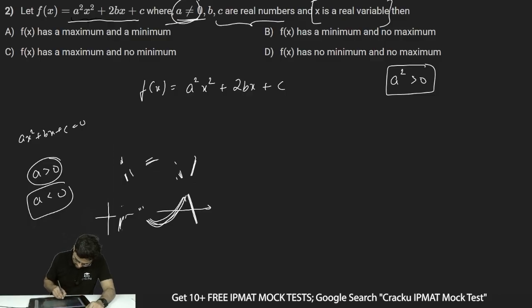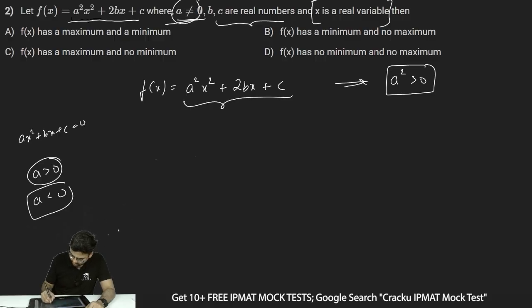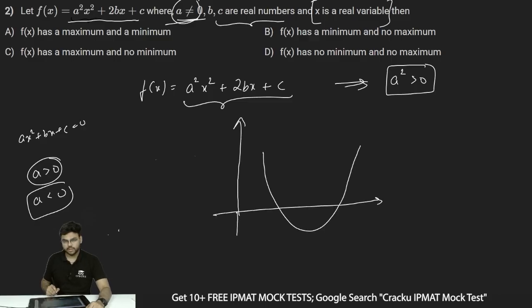So in this we can see that it is given that a square will be greater than 0. For this quadratic equation, a square will be greater than 0. So I can say the graph of it will be something like this. Now this has a minimum. This value at this point is the minimum value.